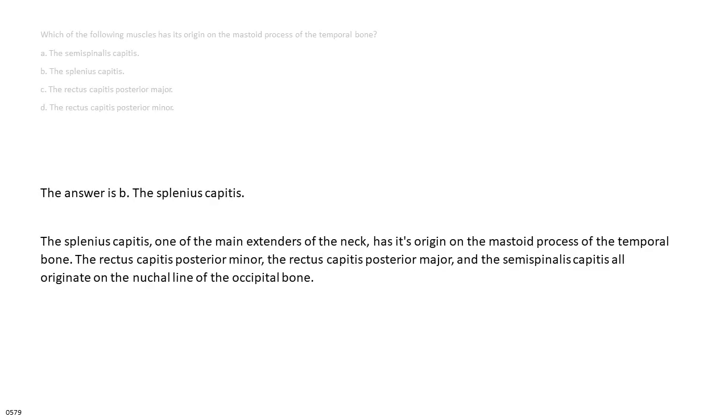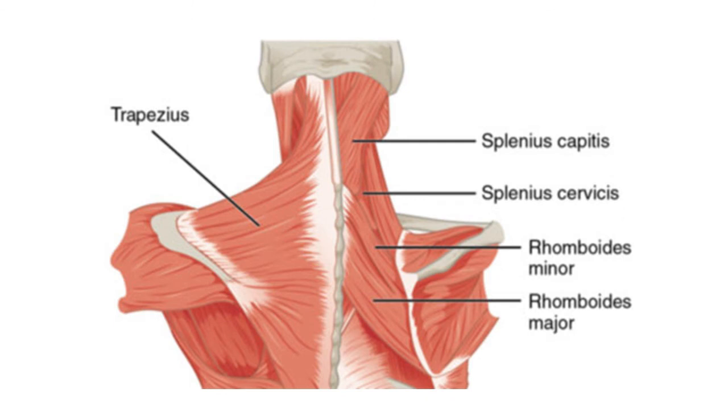The answer is B. The splenius capitis. The splenius capitis, one of the main extenders of the neck, has its origin on the mastoid process of the temporal bone. The rectus capitis posterior minor, the rectus capitis posterior major, and the semispinalis capitis all originate on the nuchal line of the occipital bone.